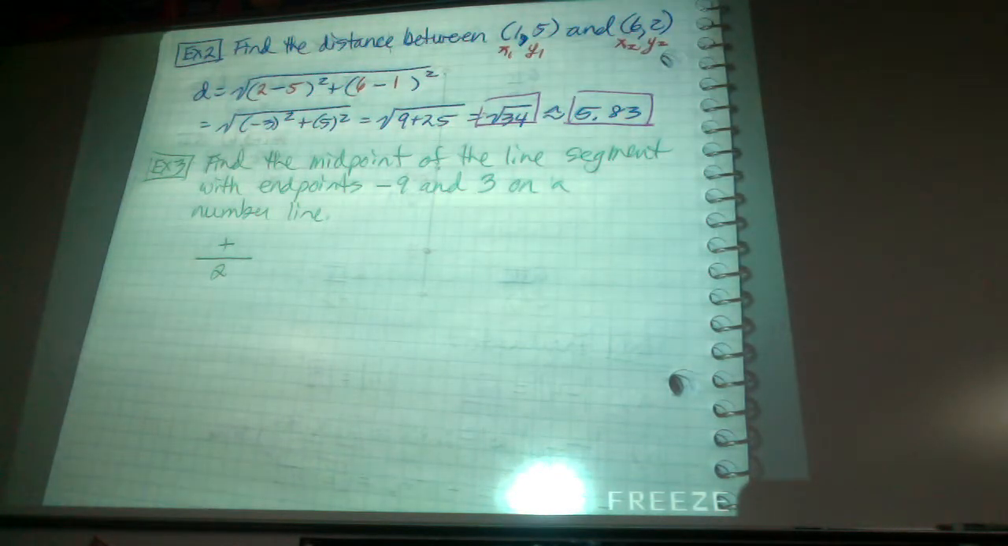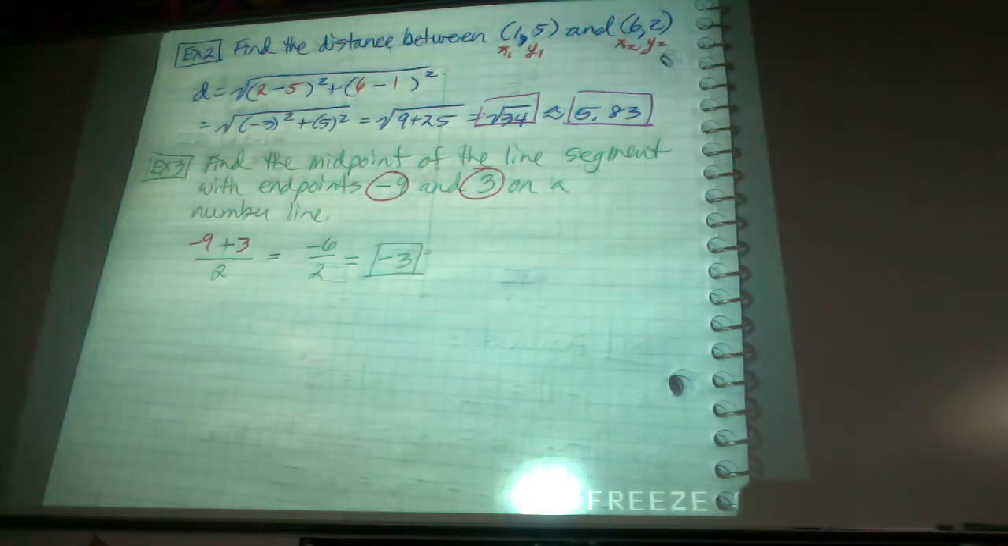What'd you get? And is -3 in between -9 and +3? So it's a reasonable answer. You could obviously plot them and check to make sure, but that is indeed a good point.